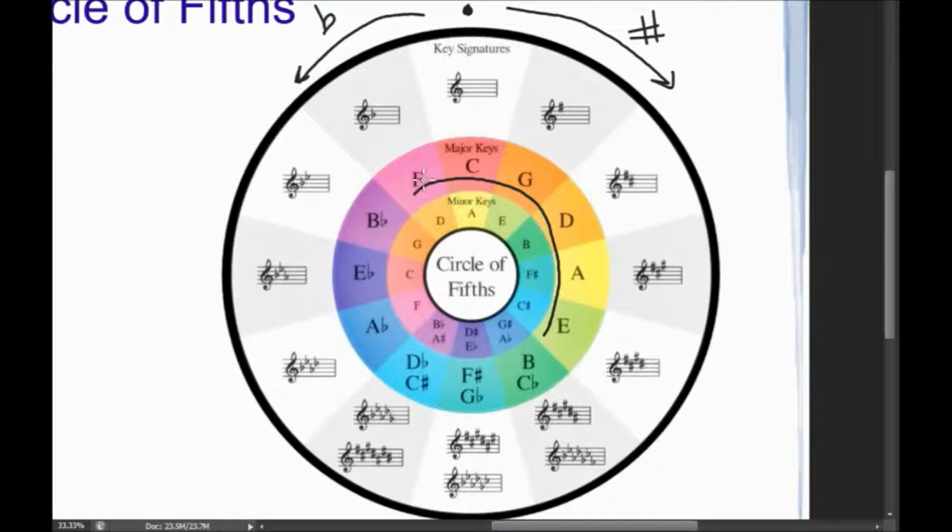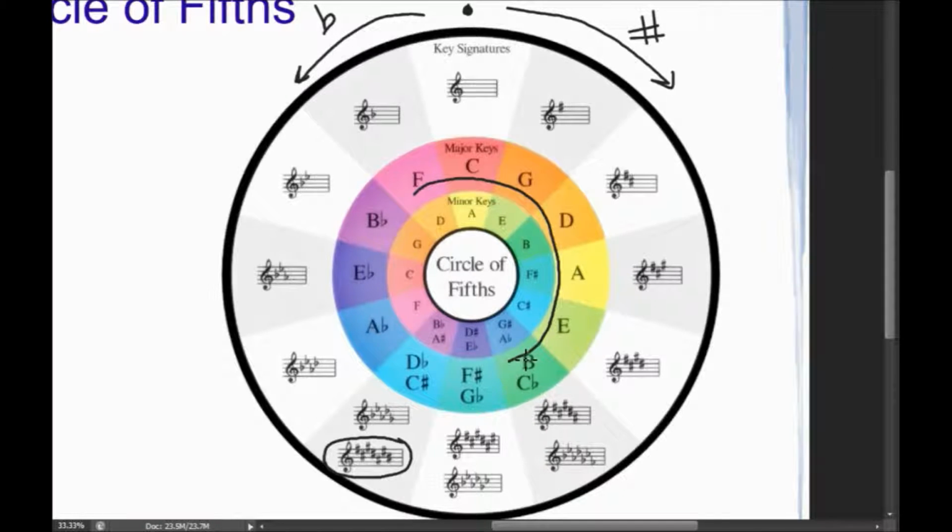You can use the mnemonic device, Fat Cats Go Down Alleys Eating Bread, to remember the order that you would write the sharps. And way over here for C sharp major, we can see the order with all the sharps listed.